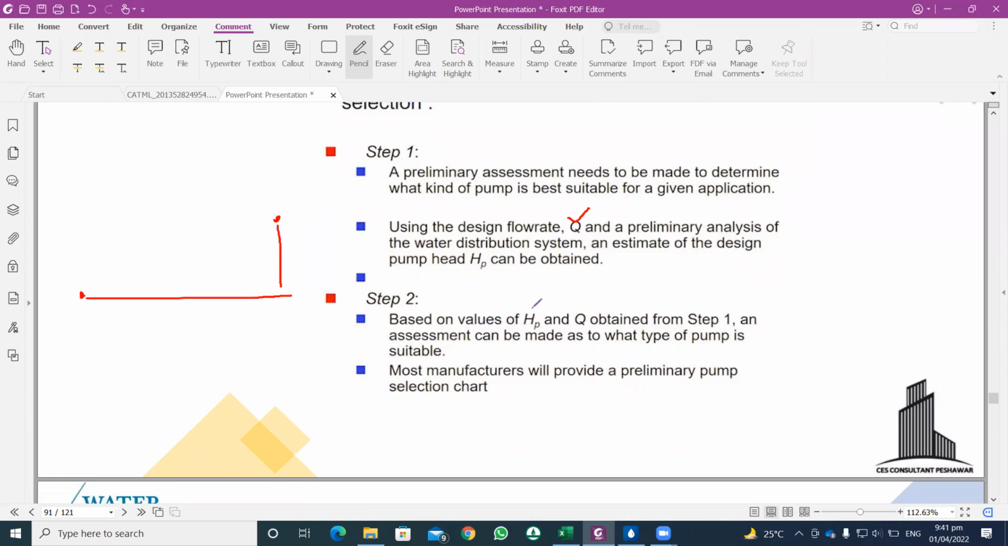Based on the values of head and Q obtained from step 1, an assessment can be made as to what type of pump is suitable. So from the pump head curve, we will decide which type of pump should be selected. We will also calculate the system capacity and the system head required, and based on that we will check the different pump characteristic curves, and based on those curves we will decide which type of pump should be selected.